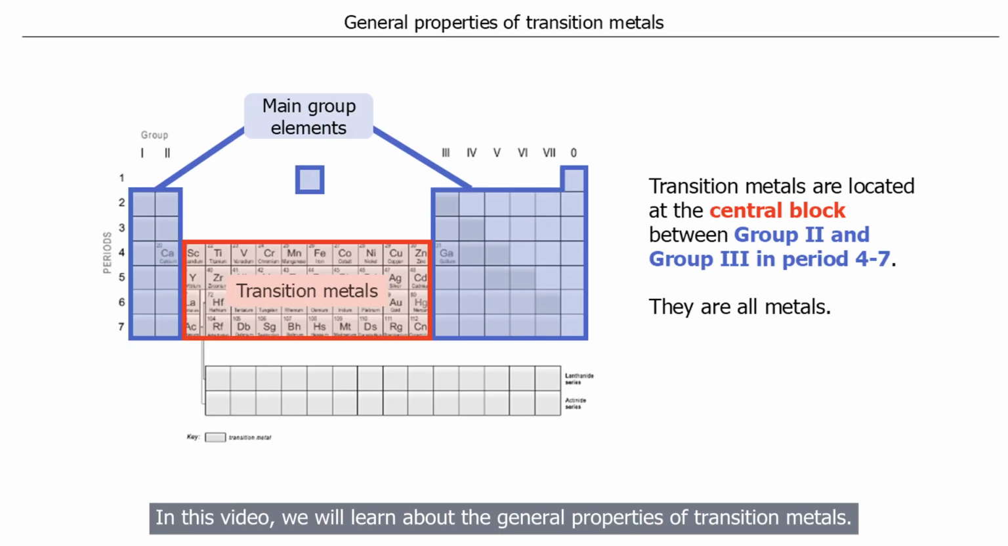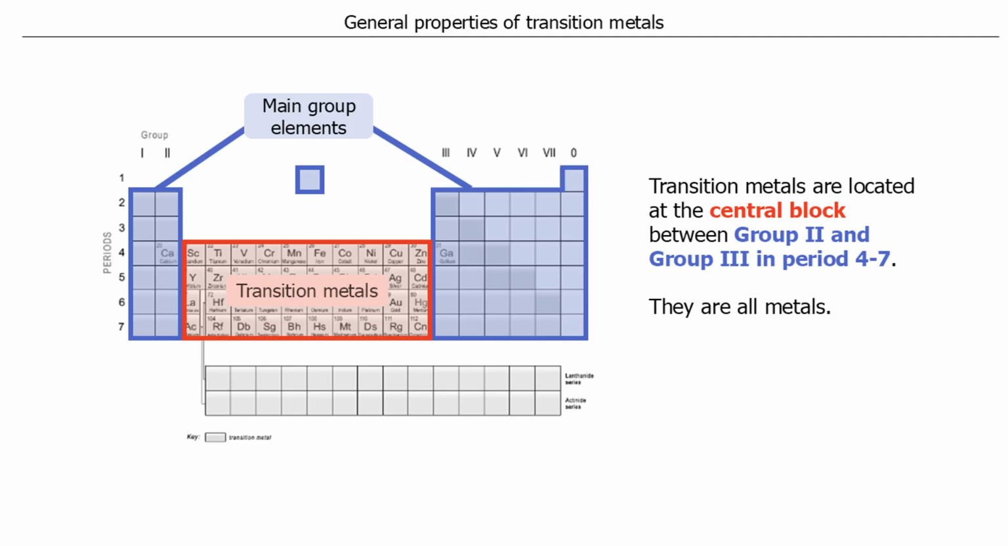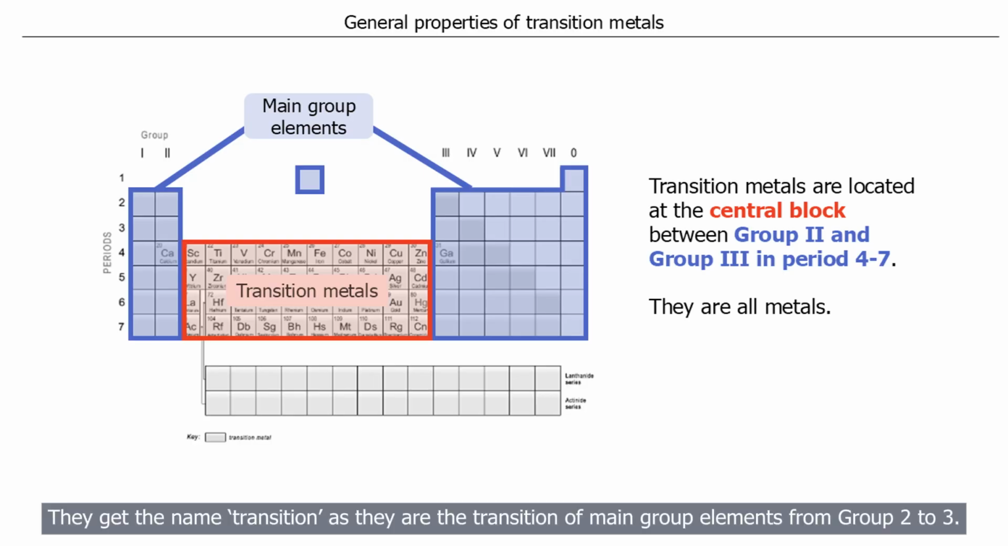In this video, we will learn about the general properties of transition metals. Transition metals, also called transition elements, are located at the central block between group 2 and 3 in period 4 to 7. They are all metals. They get the name transition as they are the transition of main group elements from group 2 to 3.